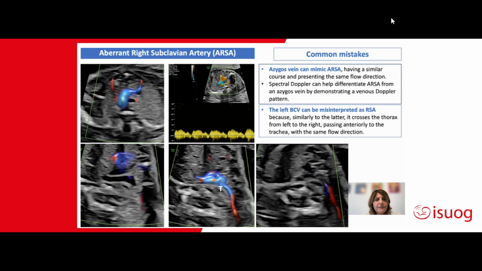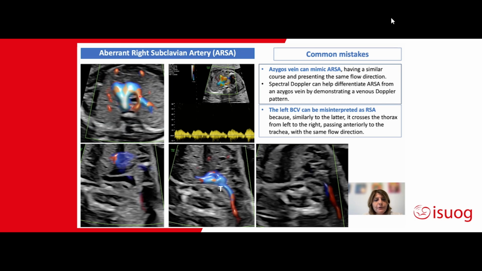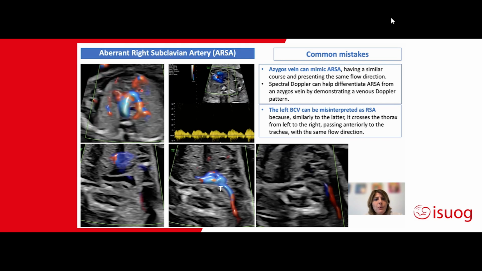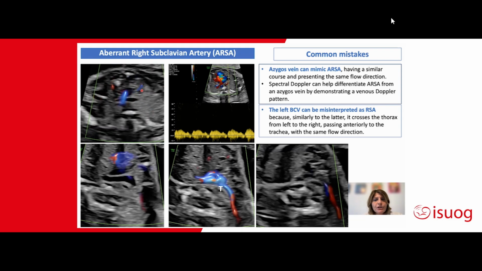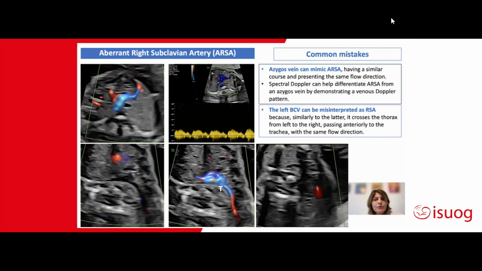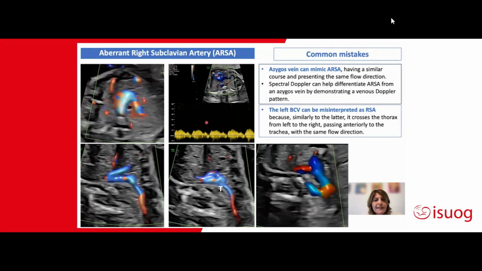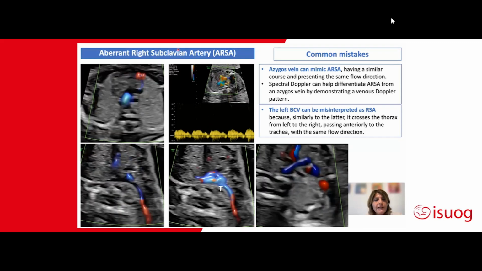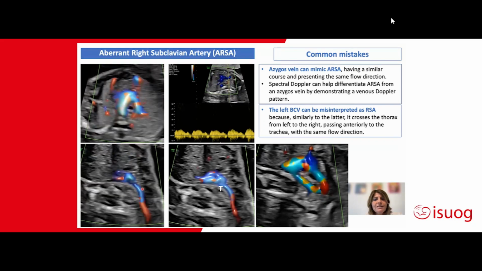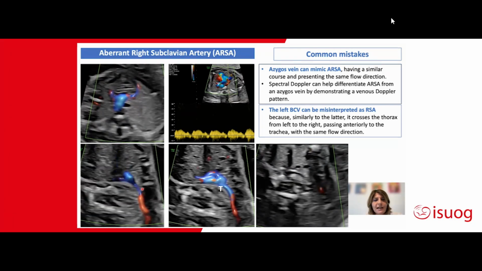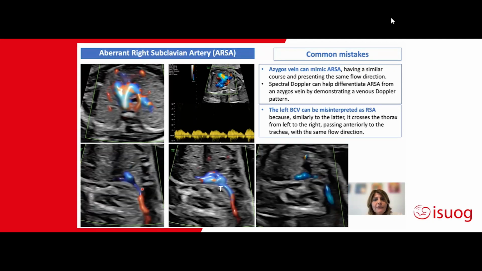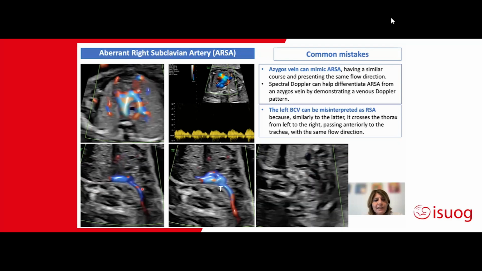The azygos vein, which runs posterior to the trachea before draining into the superior vena cava, can sometimes be mistaken for an ARSA. However, unlike ARSA, the azygos vein doesn't originate from the aorta. It terminates in the superior vena cava, doesn't extend toward right shoulder, and displays a typical venous waveform. Similarly, the left brachiocephalic vein can be misinterpreted as the right subclavian artery because it also crosses the thorax from the left to right, passing anterior to the trachea, showing the same flow direction.